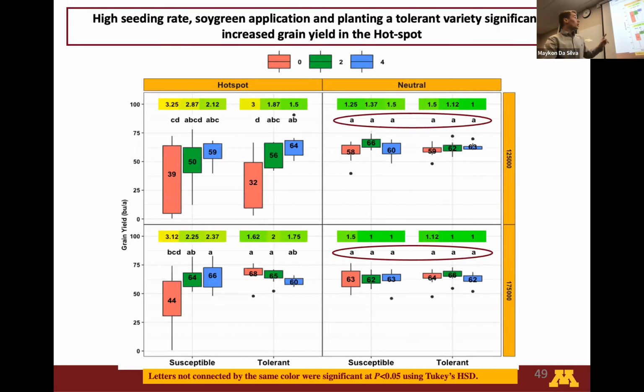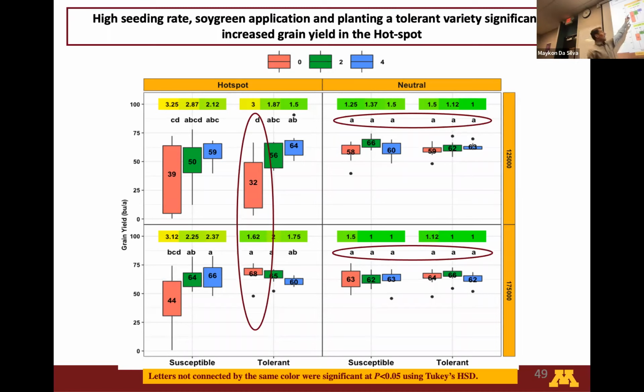However, at our hotspot, we found 3 main things. First, without the application of iron chelate, increasing the seeding rate of the tolerant variety from 125 to 175,000 plants per acre significantly increased grain yield. So we went from an average of 32 bushels per acre to an average of 68 bushels per acre just by increasing the seeding rate.